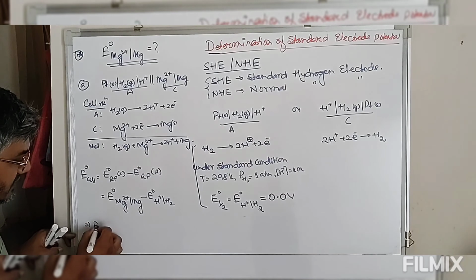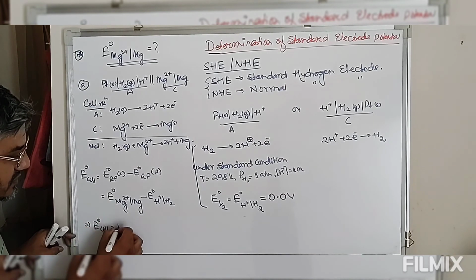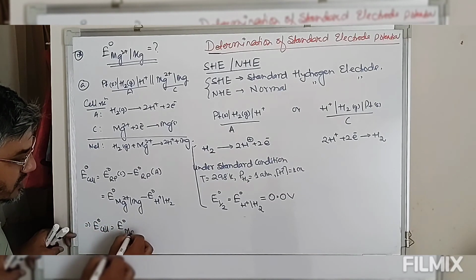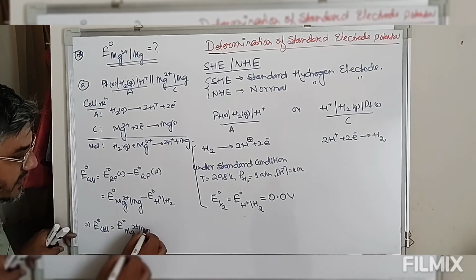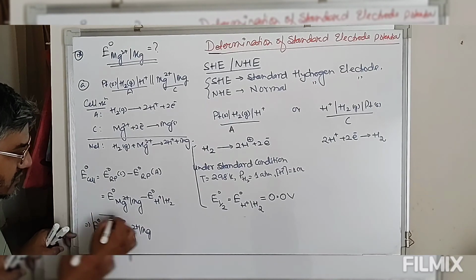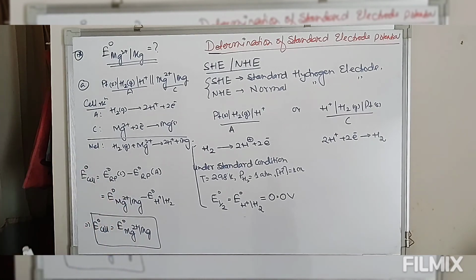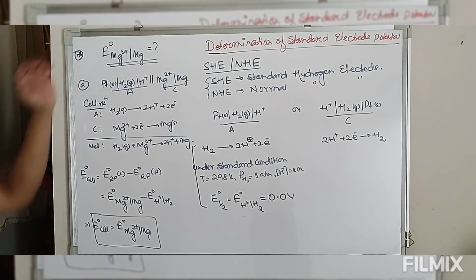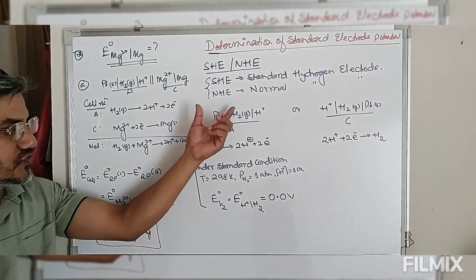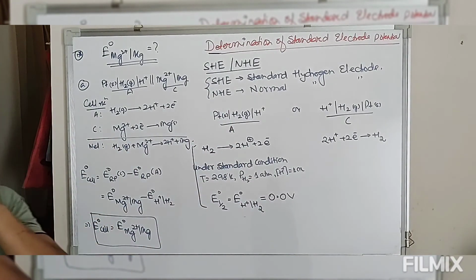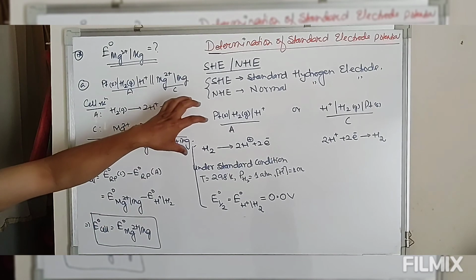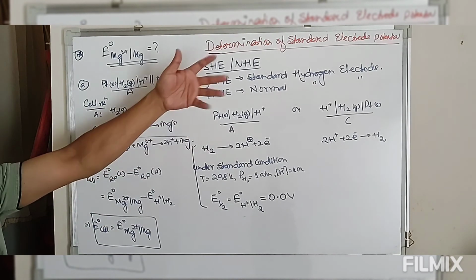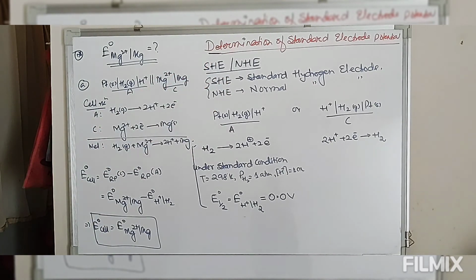Therefore the E naught cell that we have measured is equal to the standard reduction potential of the unknown electrode, that is the magnesium electrode. So this is how we define or measure the standard electrode potential of any unknown electrode by coupling with the standard hydrogen electrode, whose value is always assigned as 0. This is the way by which we can measure the standard electrode potential of any given electrode.